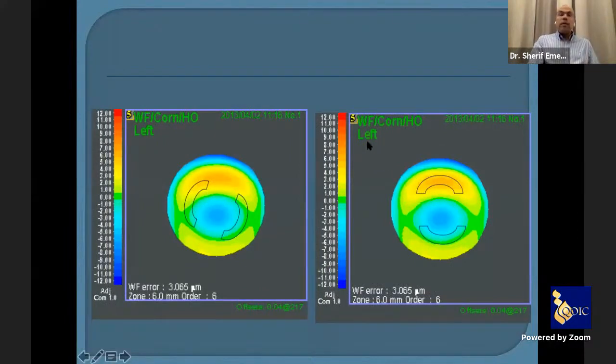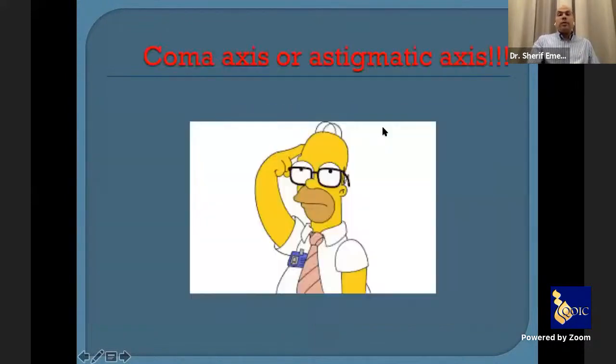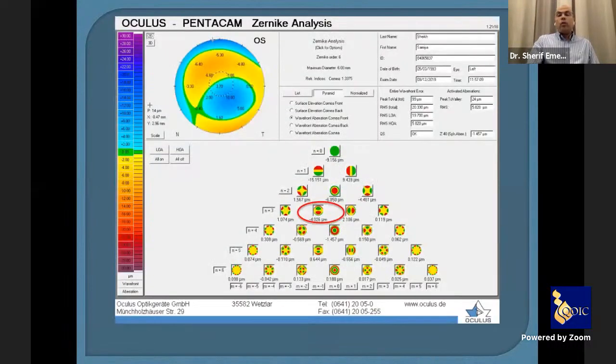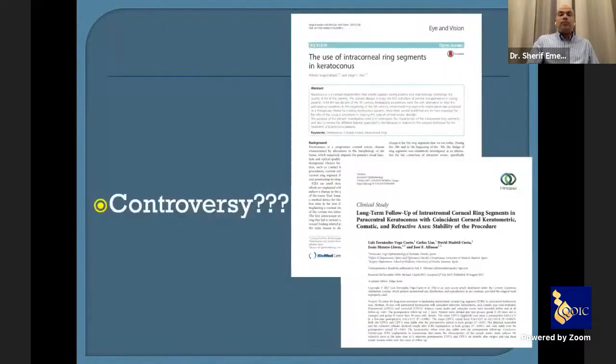If I want to respect the coma axis, I have to put the Kera ring like this. So this gives us the discussion of which axis I have to follow. The coma axis. We have three axes actually. You have the topographic axis, the refractive axis, and the coma axis. We all know that coma aberration is one of the most common aberrations in keratoconus patients. Actually, this subject has a lot of controversy. Till now, nobody can be sure which one is perfect: the coma, the topographic, or the refractive axis.